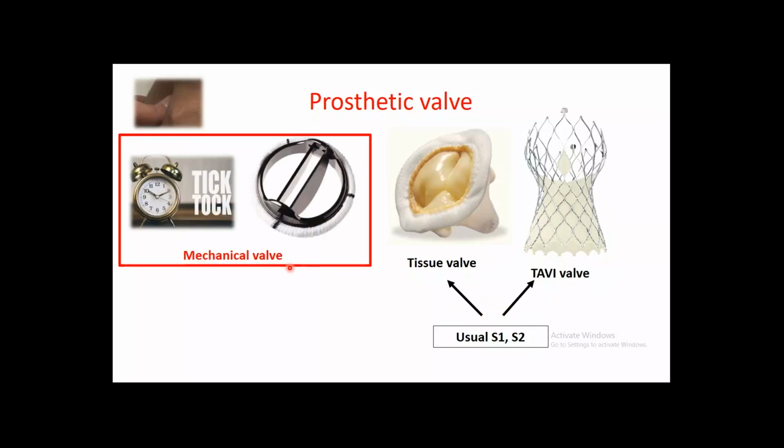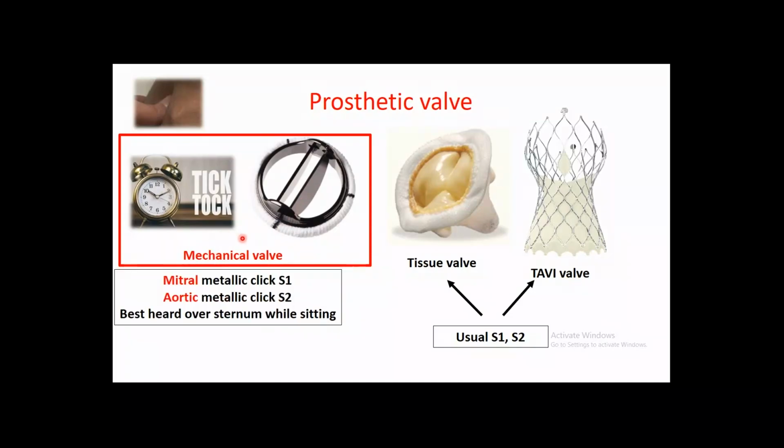On the other hand, if the patient has valve replacement with a mechanical valve, the closure sound of this valve causes a ticking or clicking sound, like a clock. This closure sound is heard with systole in the mitral position, causing a metallic click synchronous with carotid pulsation during timing. It's called S1, metallic S1. And if the patient has aortic valve replacement, this will be a diastolic click called metallic S2.